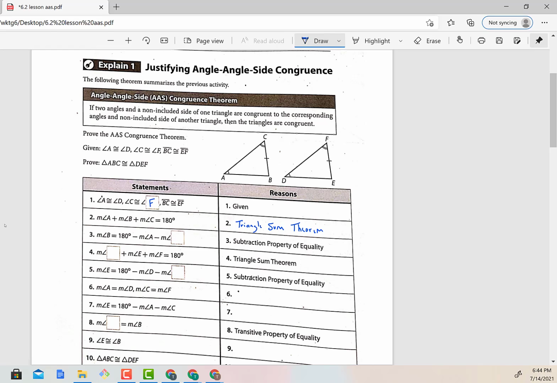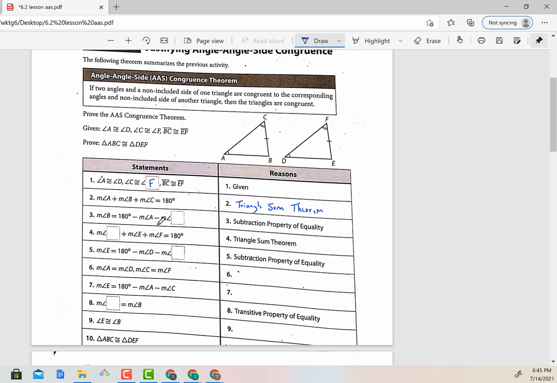All right, and then it wants us to find the measure of angle B, which of course you've done in previous sections. We know that the measure of angle B is going to be equal to 180 minus the measure of angle A minus the measure of angle C. Step 4, we know the reason is given. It's the triangle sum theorem.